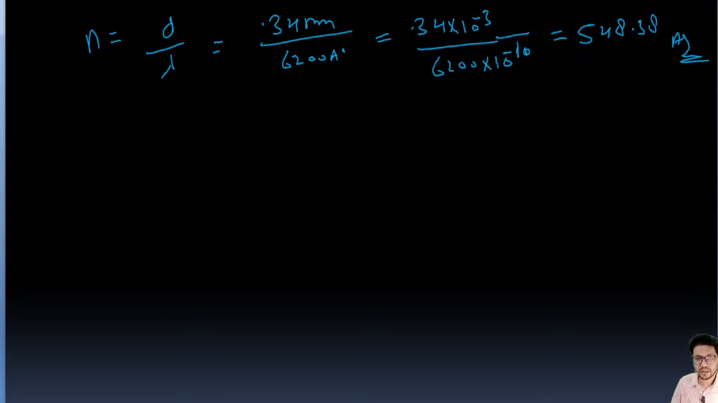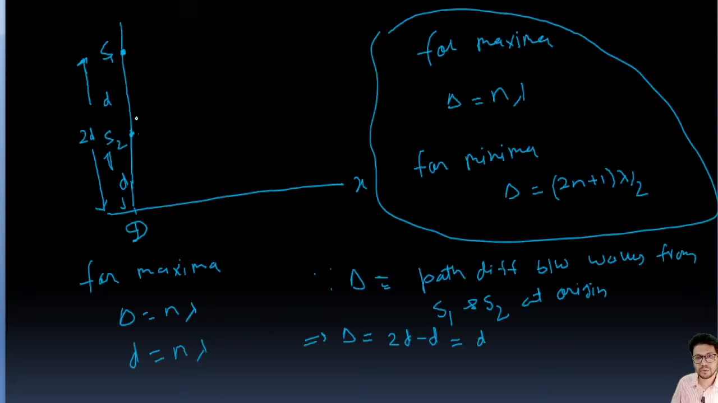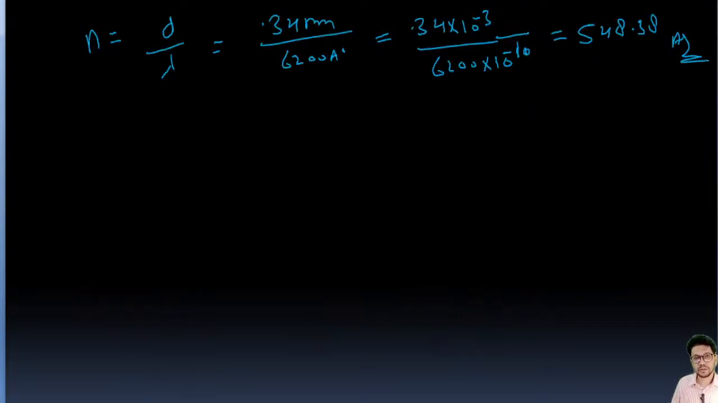So it's very simple. We found the path difference from here. What is the path difference? This starts from here, this starts from here. This distance is 2d, so 2d minus d is going to be d. This is the path difference. So this is the question.